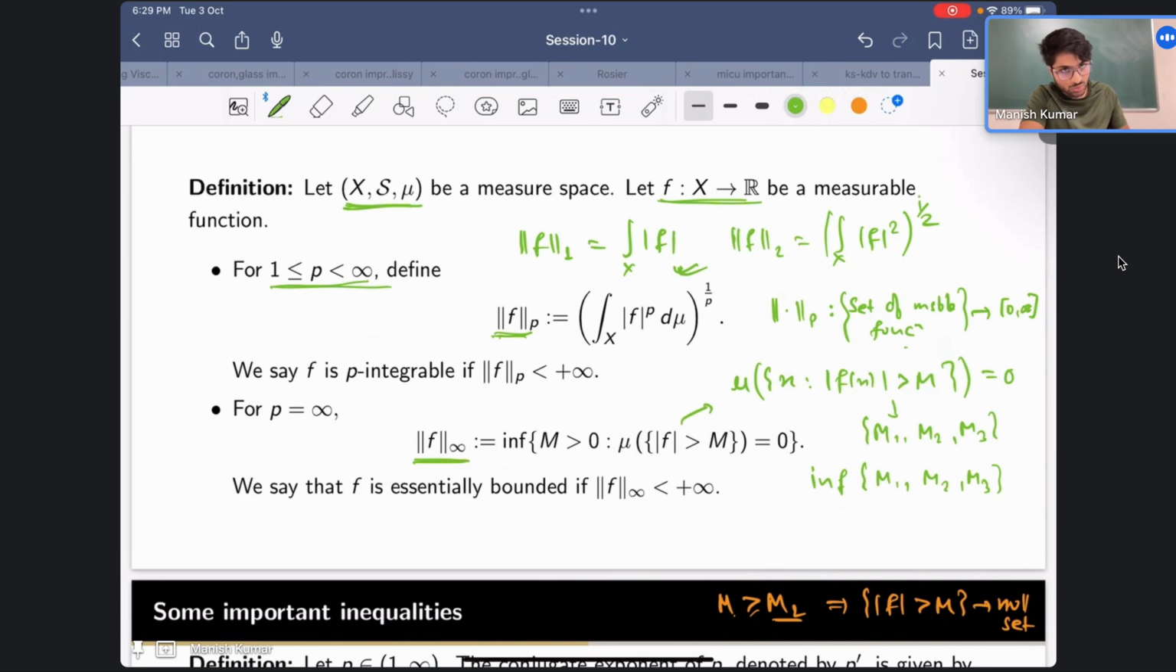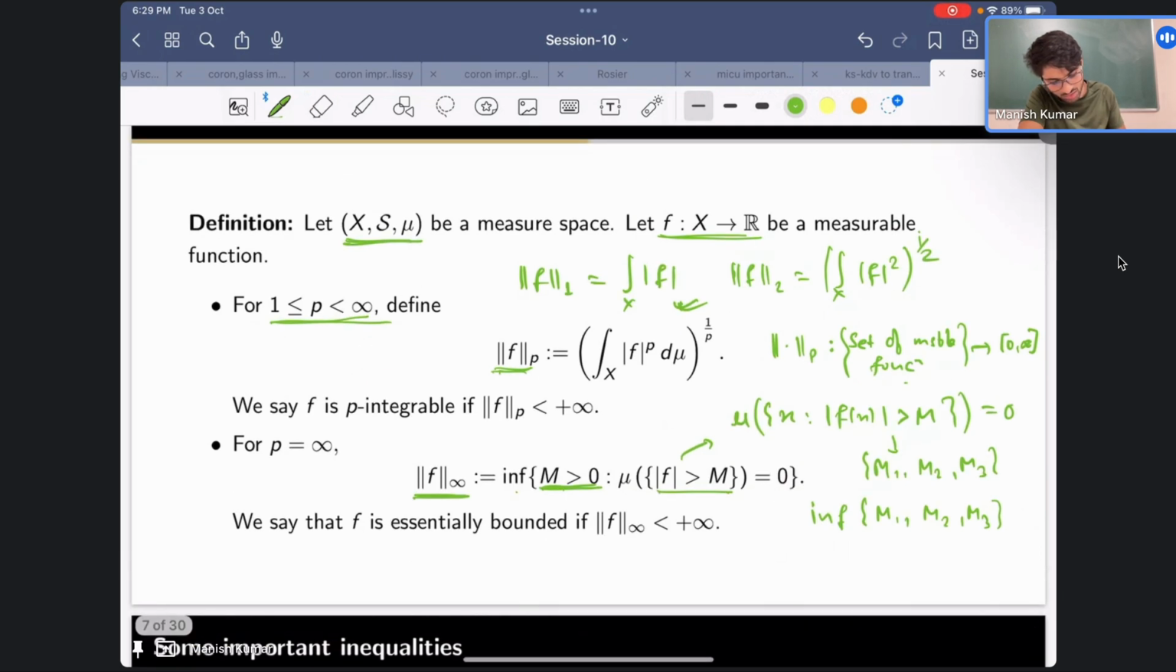So this will be the infimum of such m's. So this f infinity norm is the infimum of all positive real numbers such that the measure of this set corresponding to this m is 0. Now it's clear, right? The definition. Okay, so for p in this range, I mean when p is finite and greater than 1, this is the quantity. And for p equal to infinity, I am defining this quantity.